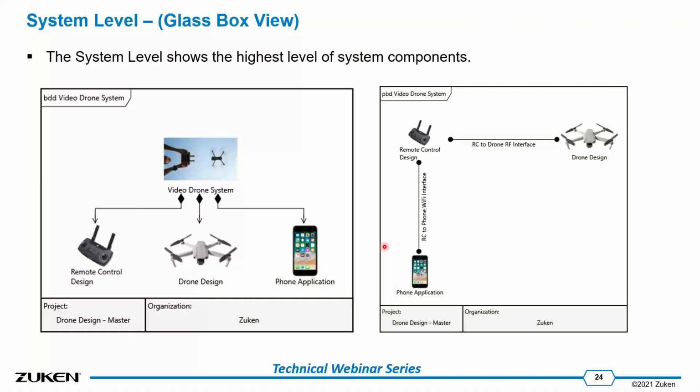The block definition diagram shows the hierarchy. The physical block diagram that I've shown there shows interfaces. So it'd be a Wi-Fi interface or an RF interface. You can start to see the different diagrams present different information. But this is now the first glass box view, if you will, because we're looking inside the system of interest. The system is the full drone system.